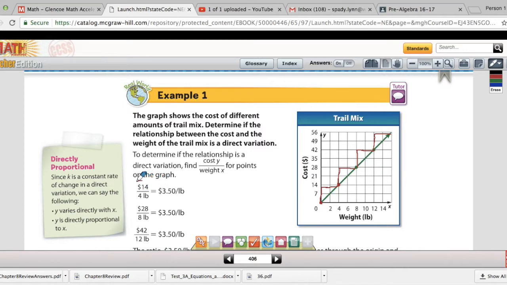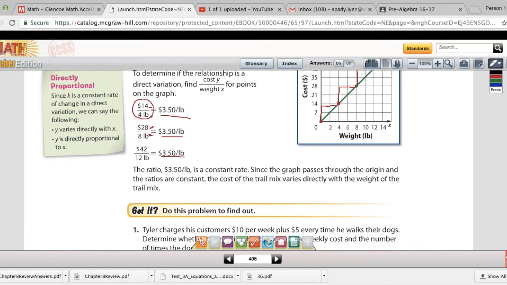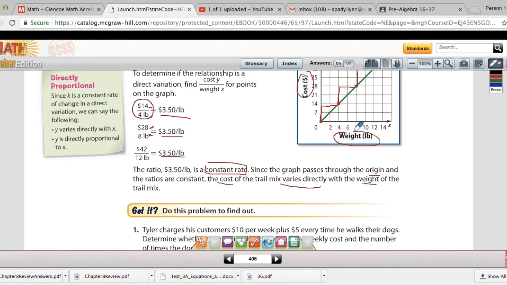So you can do that mathematically by showing the y increase over the x increase and the y increase over the x increase. Notice that each time it's consistently increasing 3.5. Up 3.5 is the constant rate. And again, since it passes through the origin, we are going to say that the cost varies directly with the weight. The cost, the y, varies directly with the x, the weight. Okay, let's take a look at number 1.